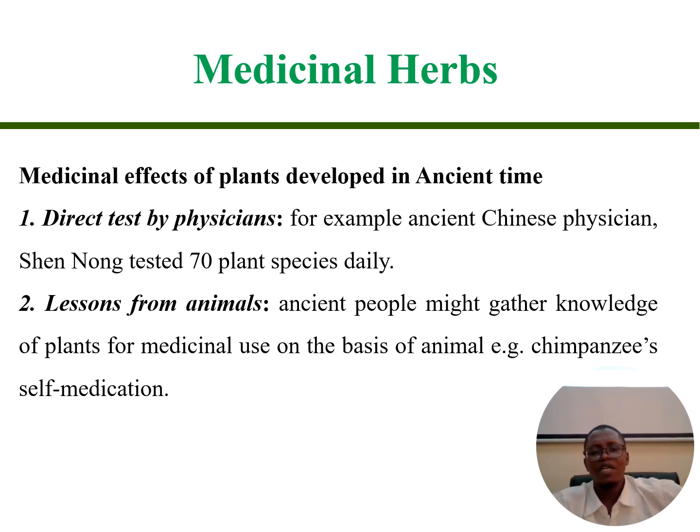And also we learn from the animals. The ancient people might gather knowledge of plants for medicinal uses on the basis of animals. For instance, if you have a goat and it is having diarrhea, you may not even give the goat anything, but you may release the goat and see which of the plants the goat will forage on, thereby deciding that the plant the goat forages on is used in the treatment of diarrhea.